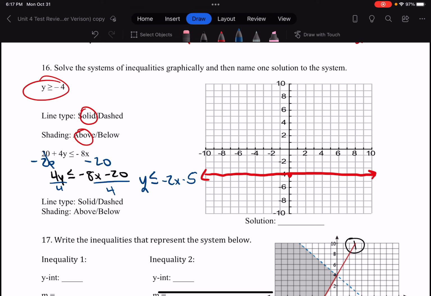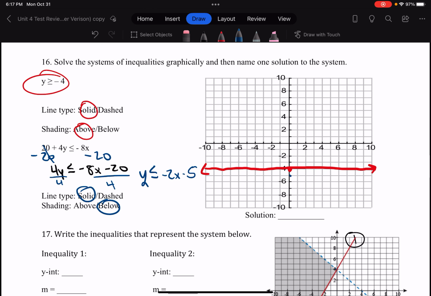This also will be a solid line because it is equal to the line. And the shading is now going to be below this line. So any of the values on the line itself will be included in the solution. So I start at -5. I've got a slope of -2, so I go down 2 and to the right 1. Or I could go up 2 and to the left 1. And this will be a solid line. I'm not going to draw it perfectly right now, but you guys get the gist.